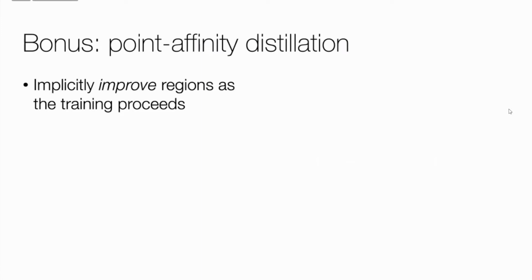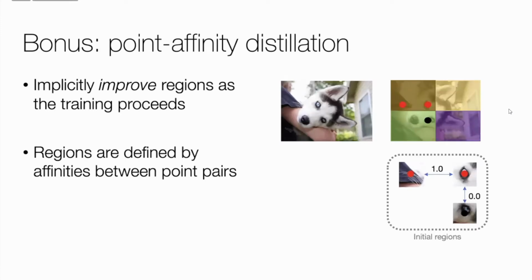And in fact, when we have both point level operation and region level contrast, we can improve the regions as the training proceeds. So that's one of the best parts of this model. I'm not going to talk about the details, but at a high level, regions can be defined by affinities between point pairs. For example, the four grid regions here can be defined like this: if we sample two red points from the upper left region, their similarity is 1. And if we sample a point pair from the upper left one and the bottom left one, their similarity or affinity is 0. So regions can actually be defined in this way.